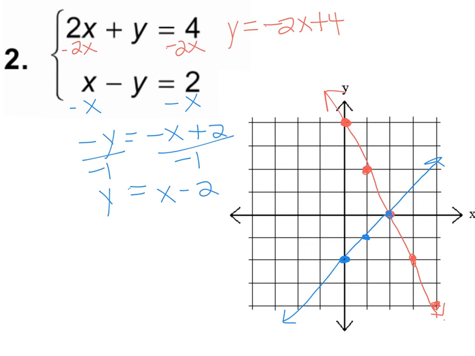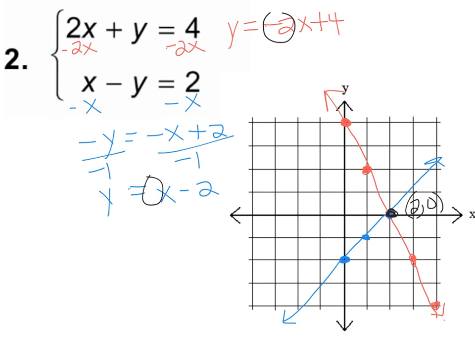And again, my two lines intersect because they have a different slope. What I mean by that is this number and this number are not the same, so they're not going to be coinciding or parallel. So it looks like my point is at 2, 0. Now I have to check that.